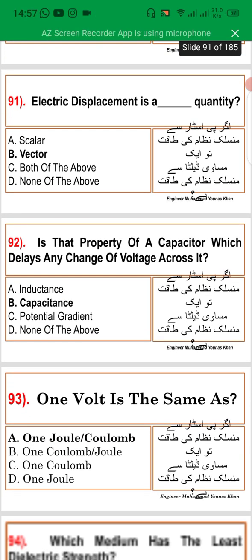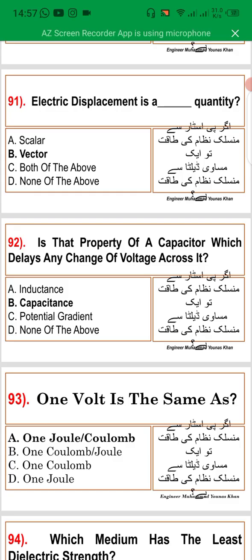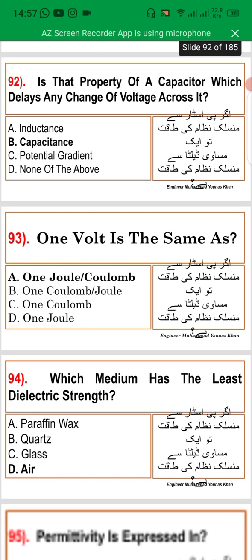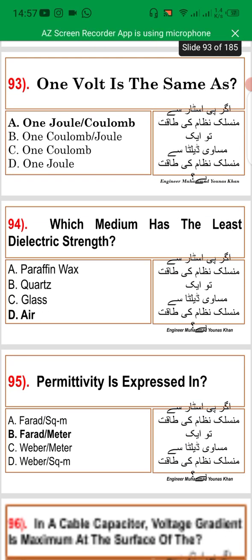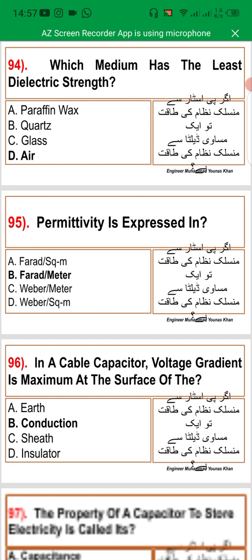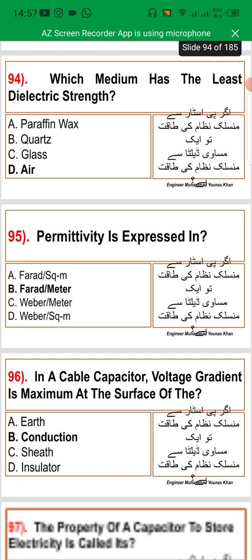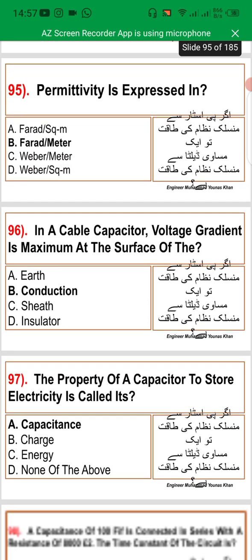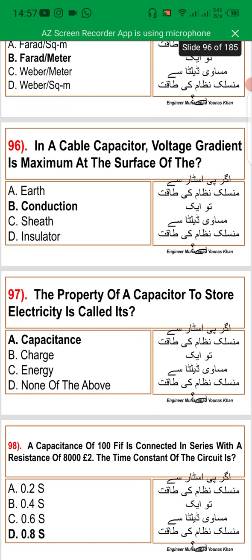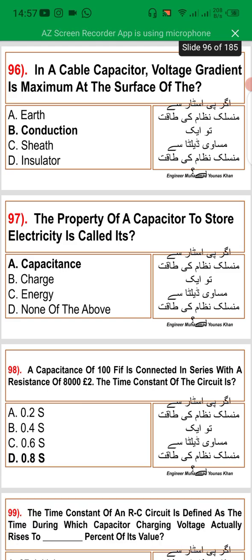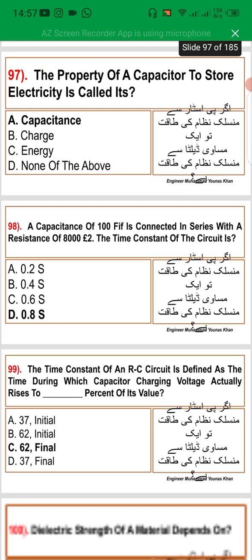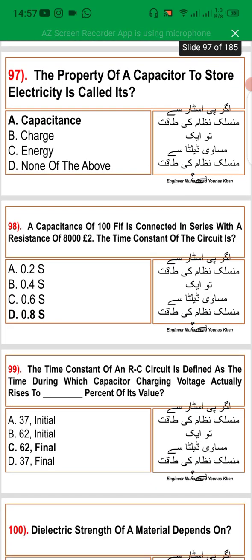Electric displacement is a vector quantity. Capacitance is that property of a capacitor which delays any change of voltage across it. 1 volt is the same as 1 joule per coulomb. Which medium has the least dielectric strength? Air. Permittivity is expressed in farad per meter. In a capacitor, voltage gradient is maximum at the surface of the conductor. The property of a capacitor to store electricity is called its capacitance.